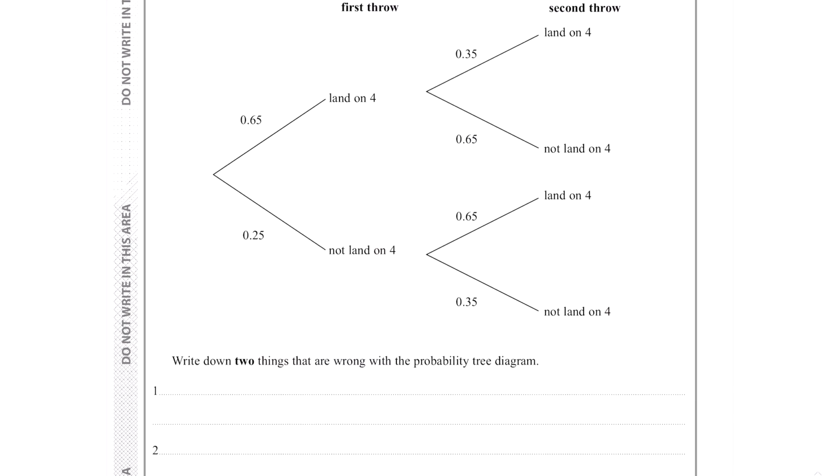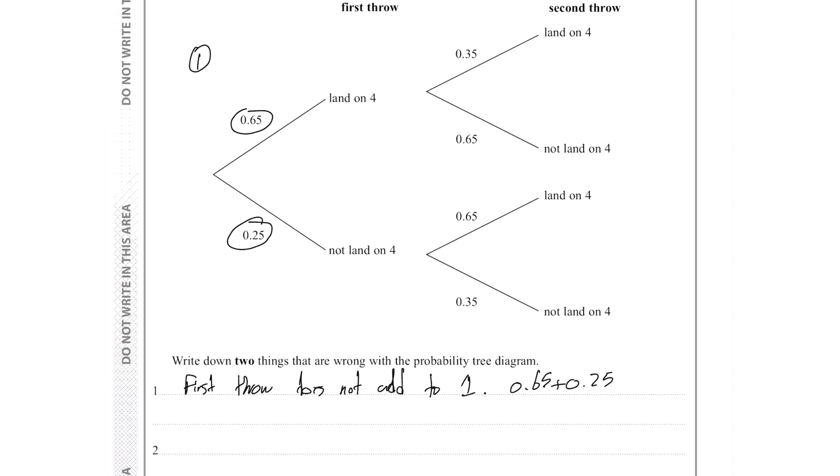So the first thing I can see is probability should add up to 1. This and this don't add up to 1, so we can write that first throw does not add to 1, and we can write that 0.65 plus 0.25 is equal to 0.9.